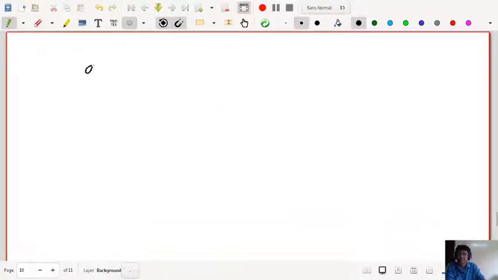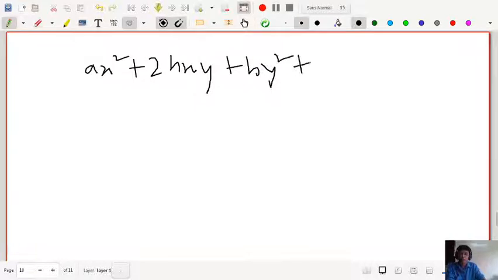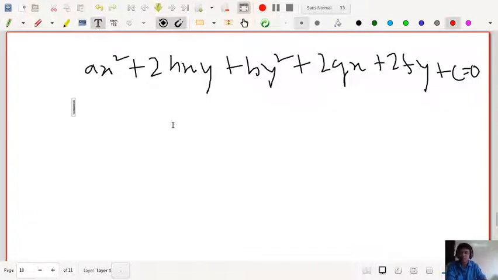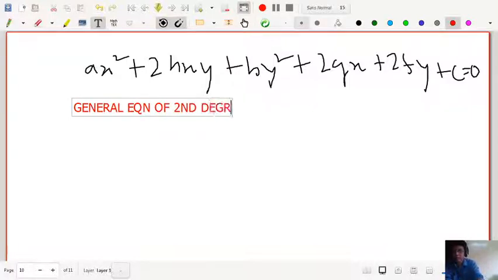So let us talk about a general equation: ax square plus 2hxy plus by square plus 2gx plus 2fy plus c equal to 0. This is called the general equation of second degree. This is a second degree equation involving x and y.